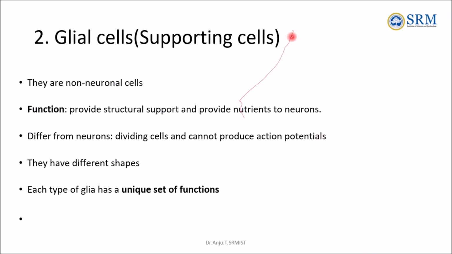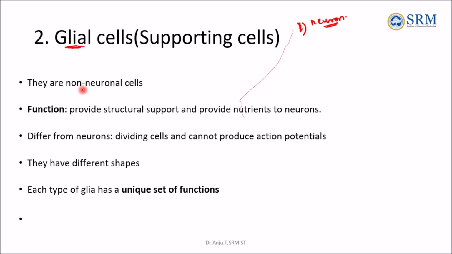So the major type of cell was the neurons. The first type of cell was the neurons, that is, they are the building blocks of the nervous system. Apart from these neurons, you also have supporting cells which are doing some supporting function for the neurons. They are the glial cells. They are supporting cells which are called glial cells.